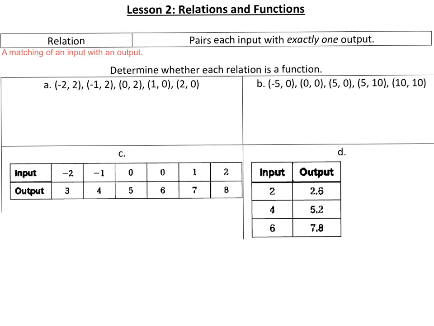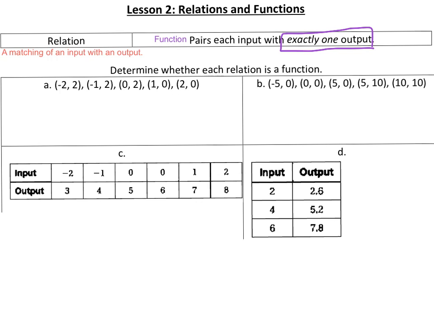Now, a function is when a relation pairs one input with exactly one output. So this definition here is actually for a function. So a function is a relation, but it's when it pairs exactly one output with the input. So what we're going to do in these examples is determine whether each relation is a function. So these different relationships of points are going to help us figure out if we have a function or not. So again, a function, each input has one output exactly.